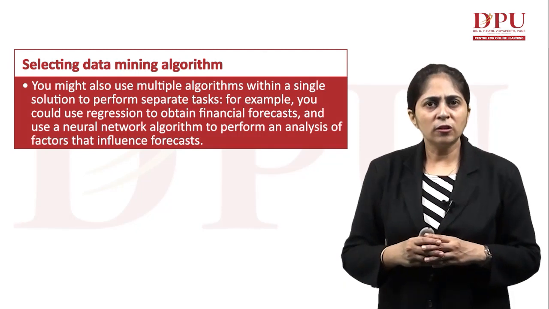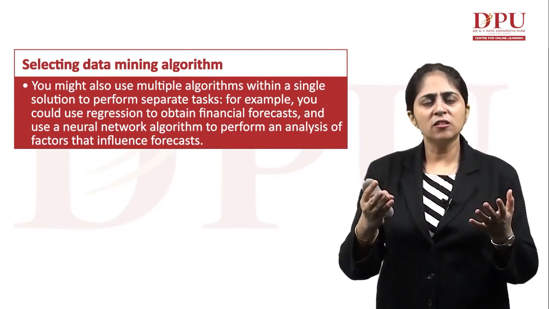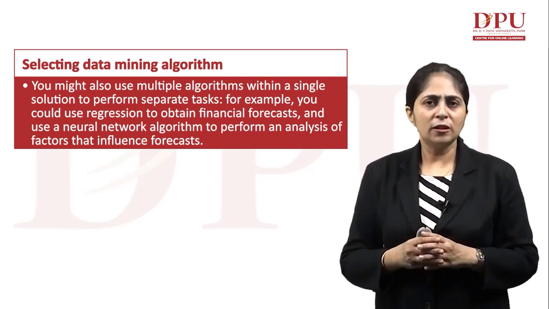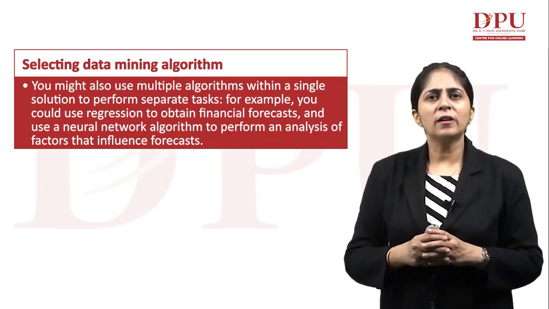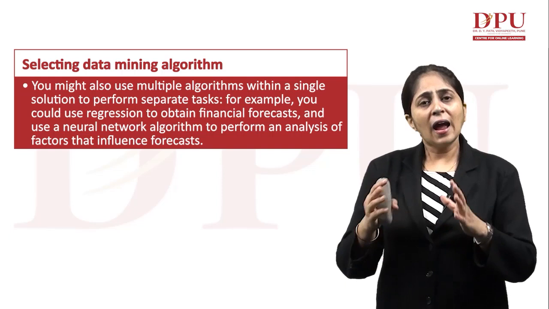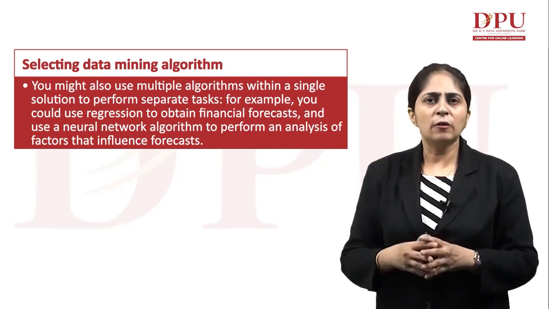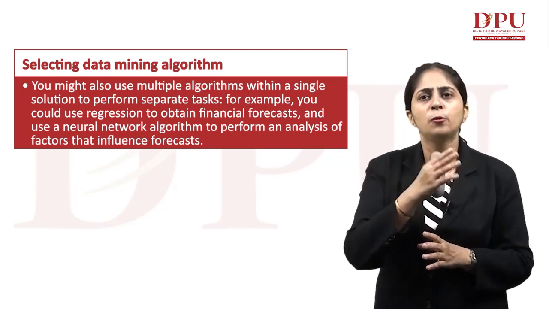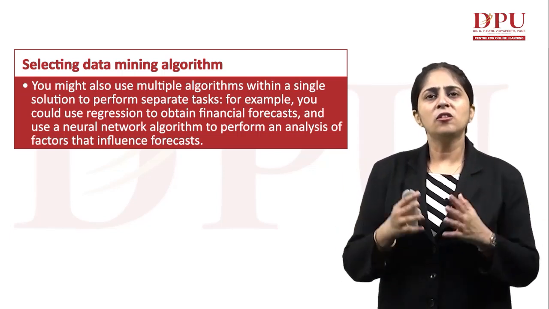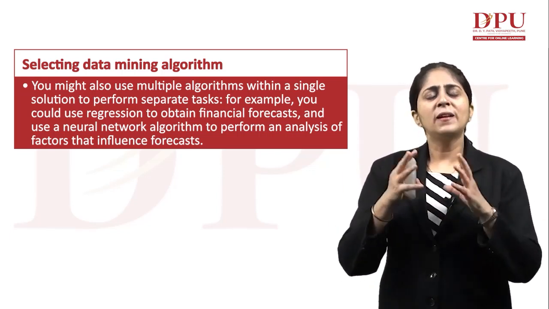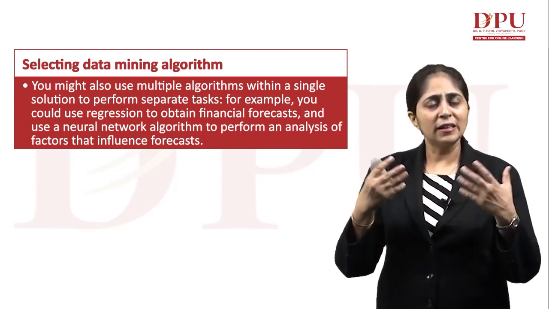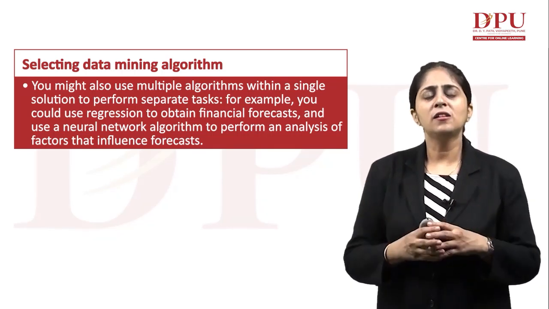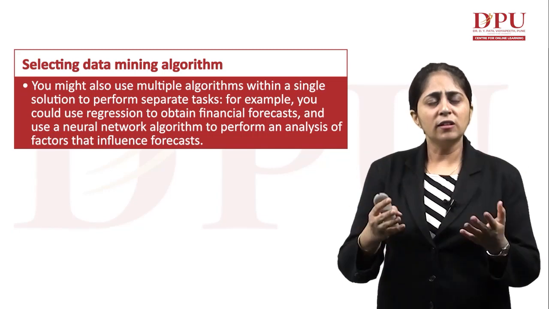How can you use multiple algorithms? We can use regression. In regression, what we have seen is that we know the value of one variable, and depending on that value, we can predict the value of the next variable. So to obtain the forecast, we can use regression. And a neural network algorithm can also be used; it will perform an analysis of the factors that are influencing the forecast. So that is how we can use multiple algorithms together to obtain effective results for the data mining techniques on the data sets that we have. So that is the basic usage of algorithms in data mining.